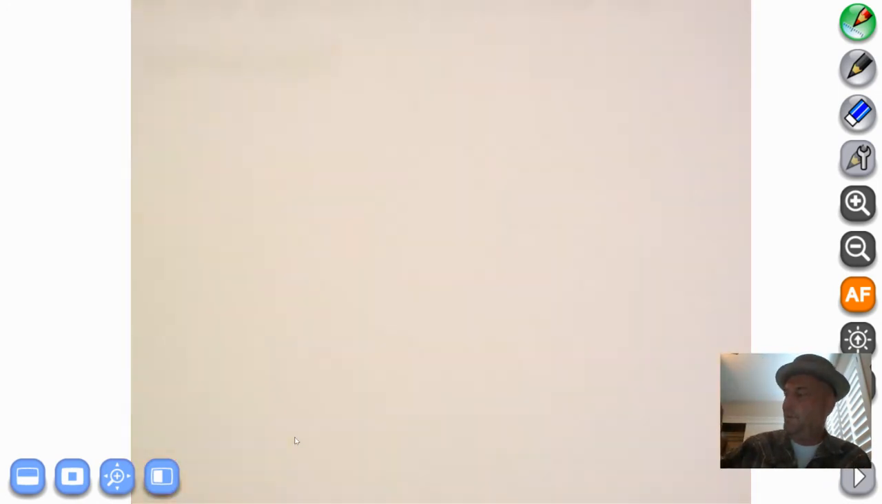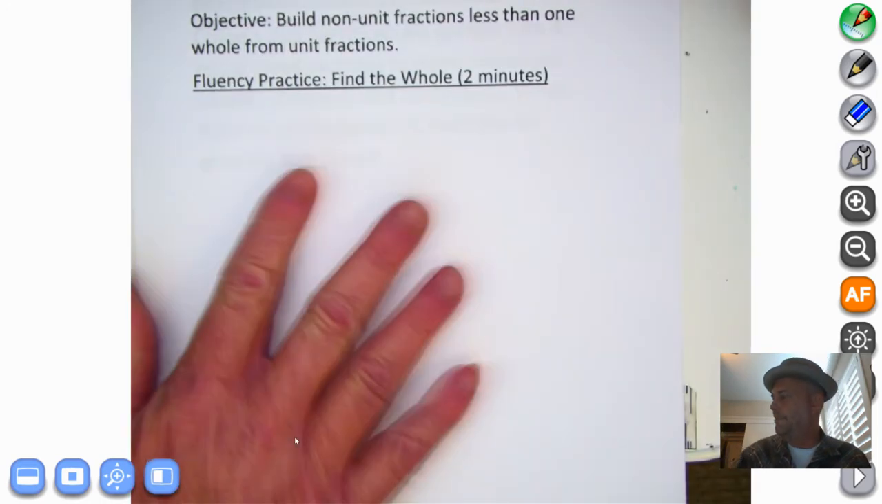How you doing, third grade? Having a good day, I hope. Good morning. Let's see what we're going to do today in Eureka Math. Zoom out a little bit here to see what's going on.